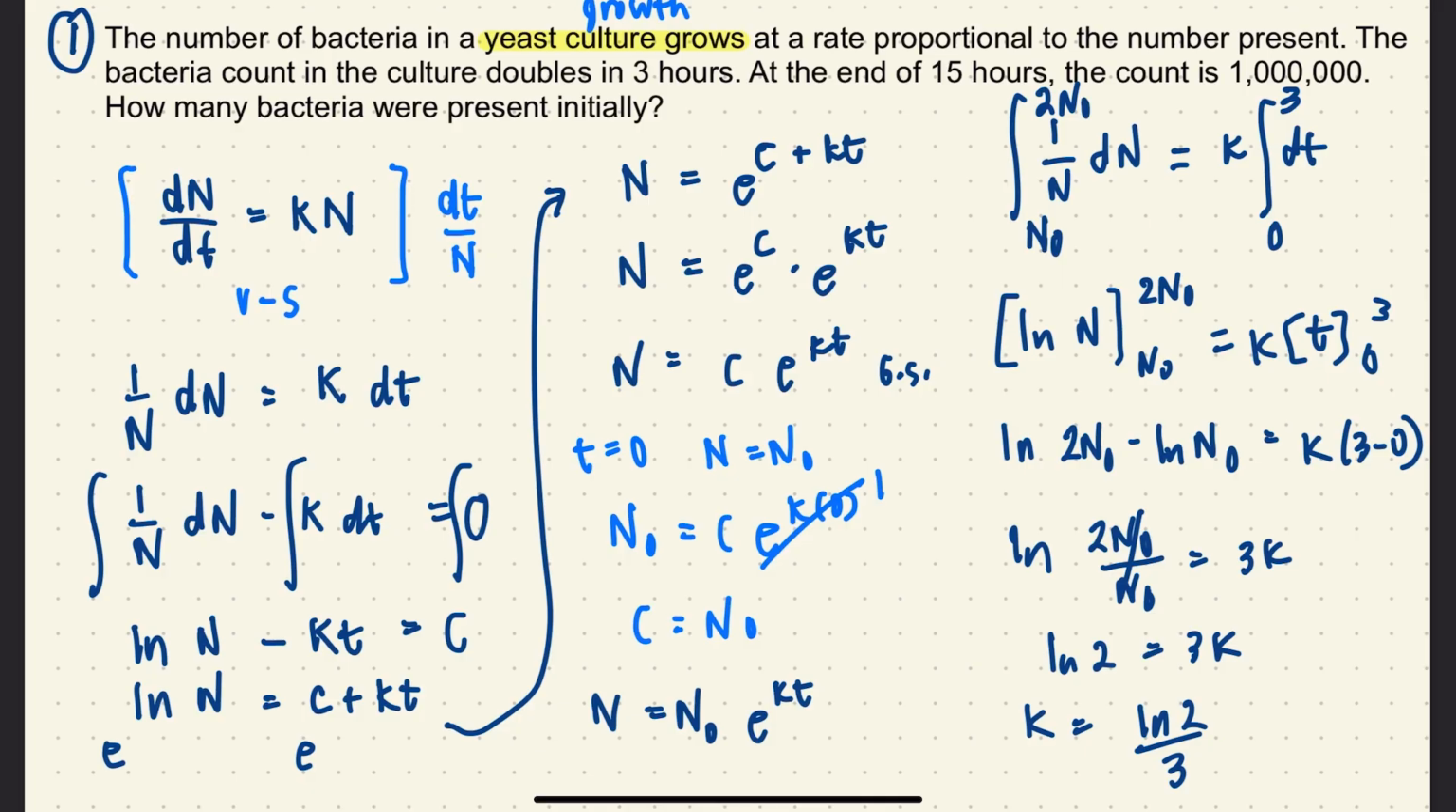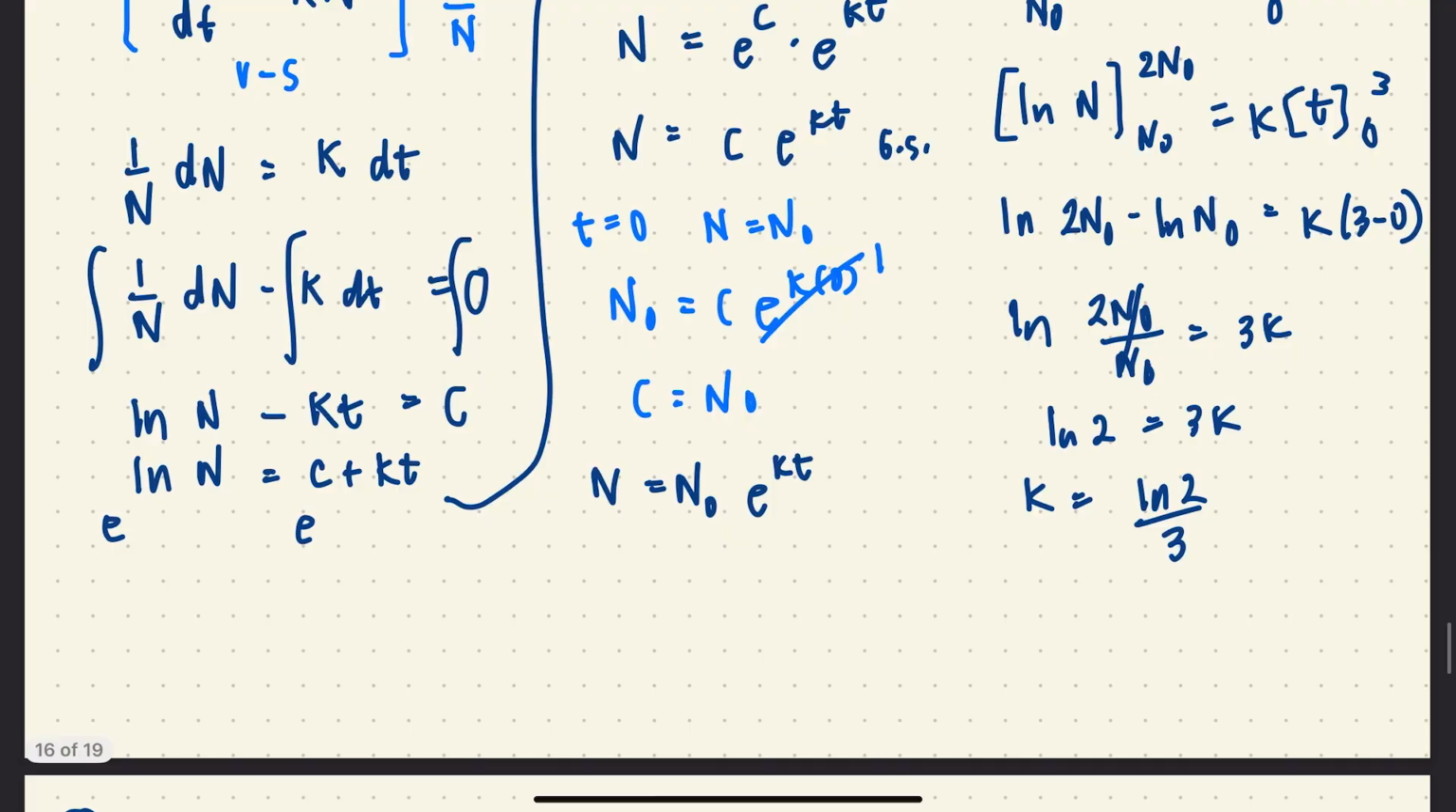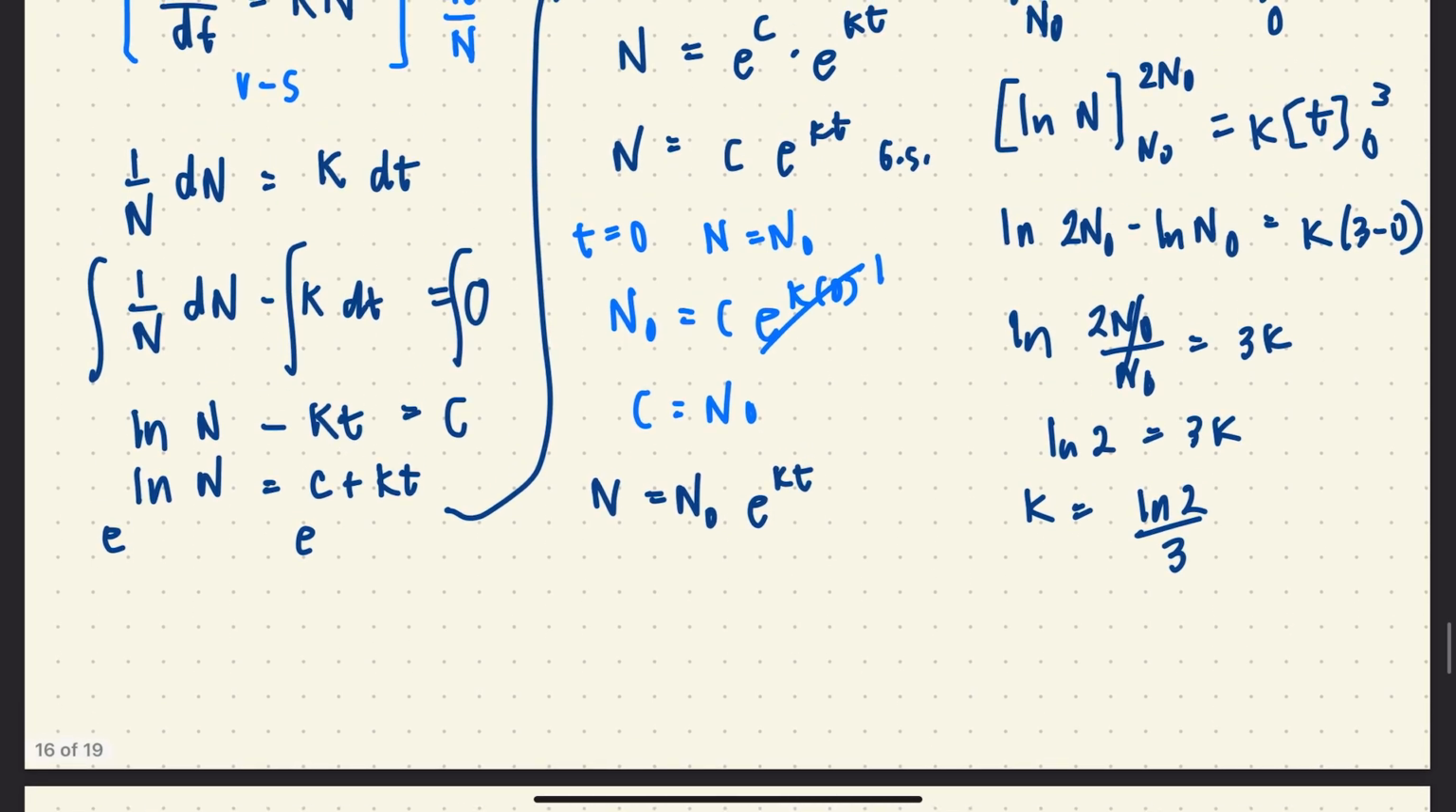So we will use this value of k to solve for your original number. However, we cannot use the same given that we used to solve for k, since N0 will cancel out. We can use the other given at 15 hours. The count will be 1 million. So how are we going to do that? We will use the same equation.